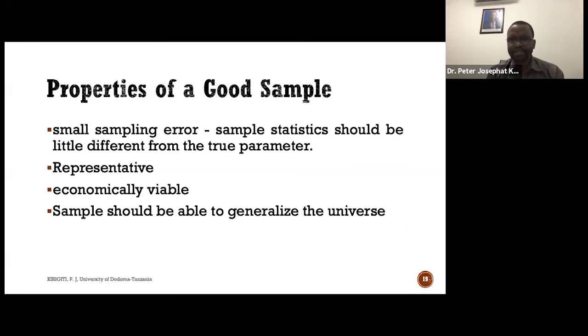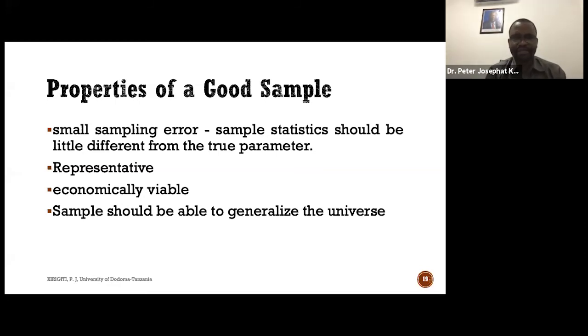Is the sample statistic very close to the true parameter that we would get if we could involve the whole population, instead of having the sample? What is the difference? If we have a very large difference between the sample statistic and the true parameter, then we have a problem. The results and the analysis that you are going to use will be in doubt.